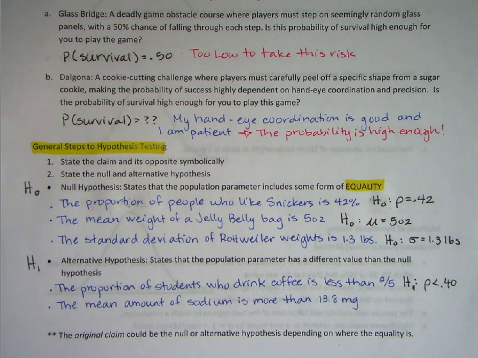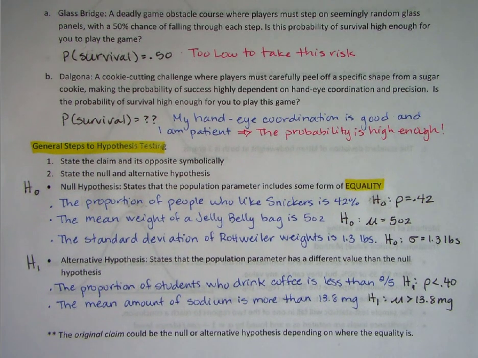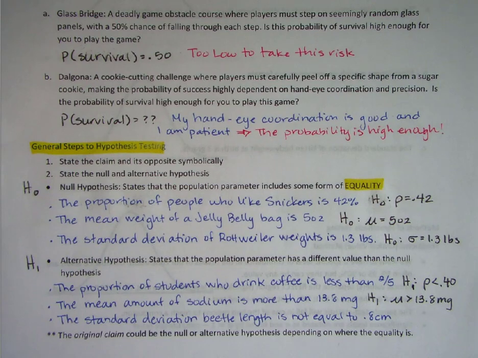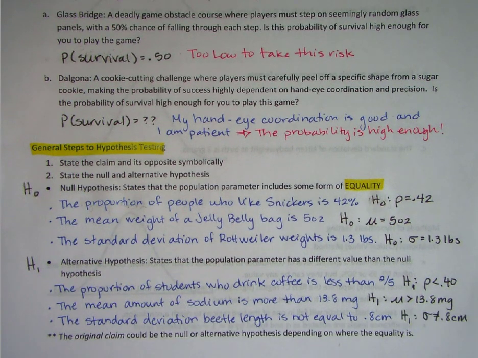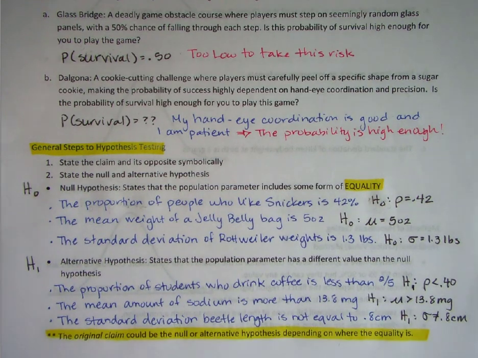The mean amount of sodium is more than 13.8 milligrams. Our alternative hypothesis would be mu is greater than 13.8, again using the units milligrams. Finally, we have the standard deviation of beetle length is not equal to 0.8 centimeters. Our alternative hypothesis uses sigma, the not equal sign, and 0.8 centimeters. It's very important to understand that the original claim that is being made could be the null or alternative hypothesis depending on where the equality is.